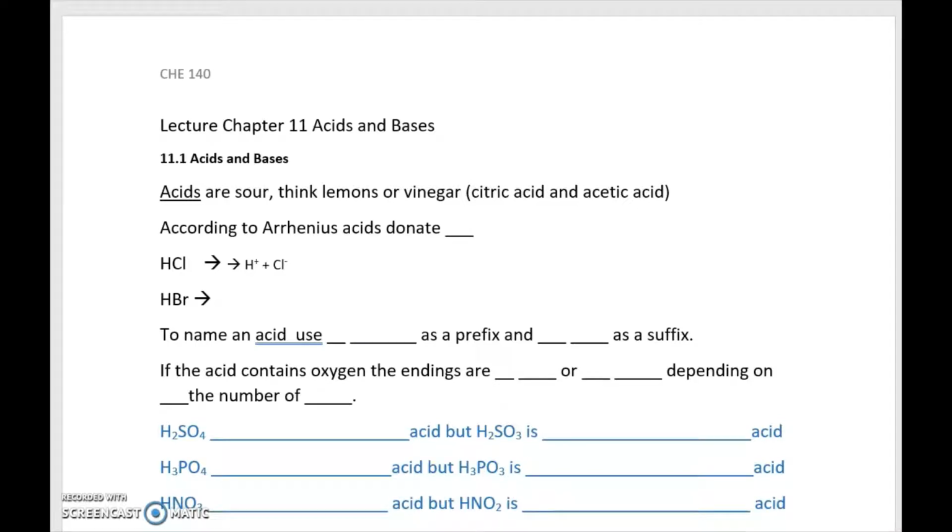Chapter 11, Acids and Bases. So what are acids and bases? Acids are sour. Think of lemons or vinegar. These are citric acid and acetic acid.